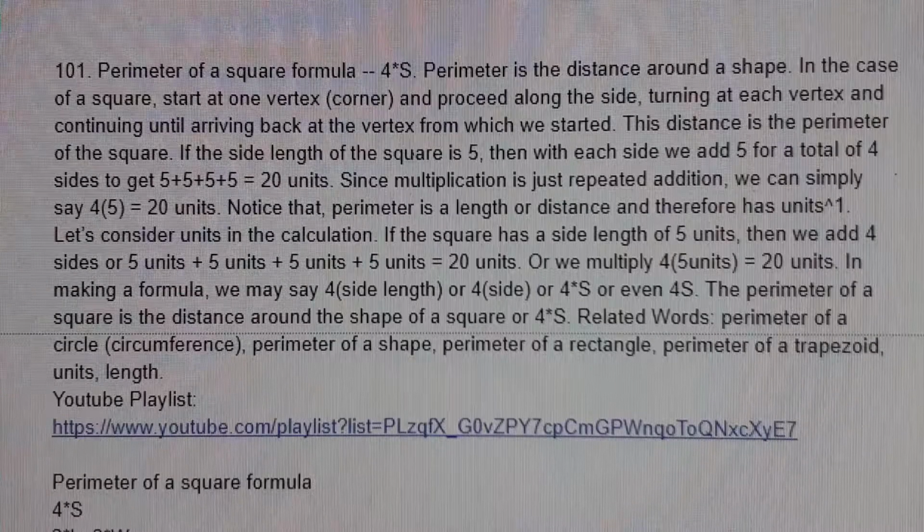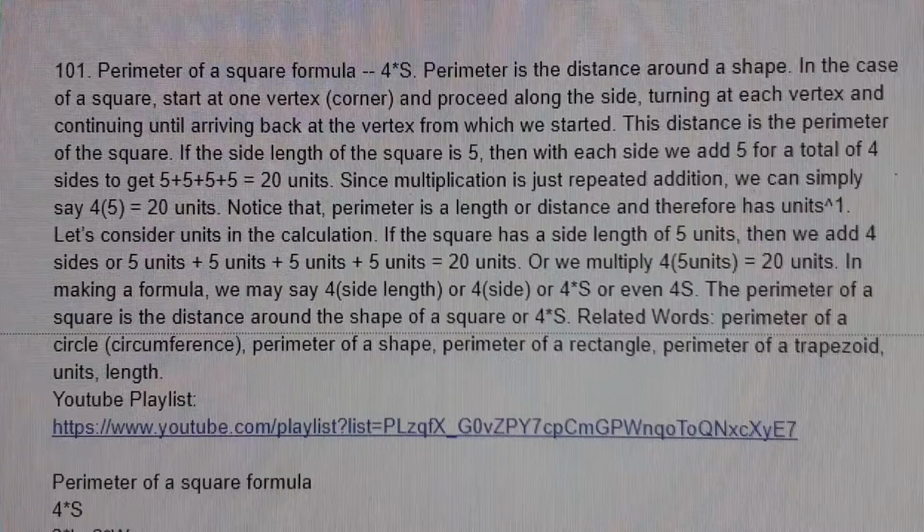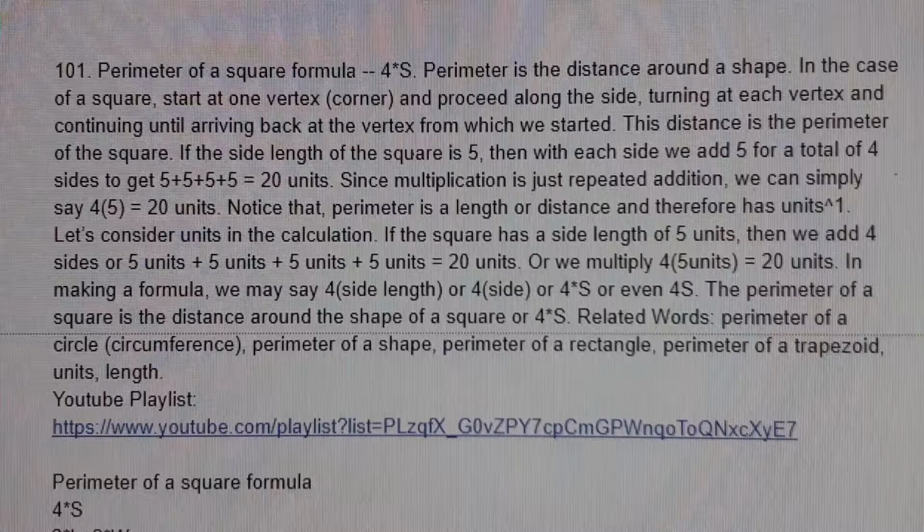In making a formula, we may say 4 times the side length, or 4 times (the side), or 4 times s, or even 4s. The perimeter of a square is the distance around the shape of a square, or 4 times s.